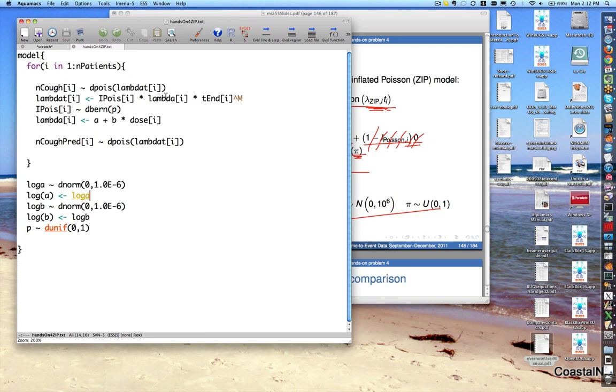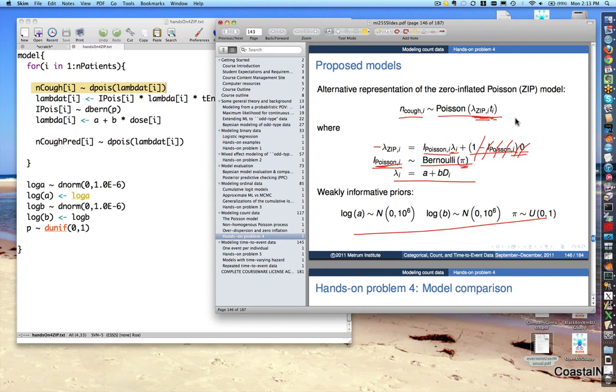Okay, so here we are. We've got our model, our loop going over all our patients, and again, we've only got one observation per patient. The first statement is pretty much just like it's been in all of our past models. It's just our N cough is Poisson with a quantity lambda t indexed by i. So that's basically equivalent to this first statement in the slides.